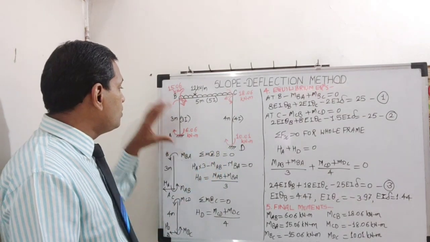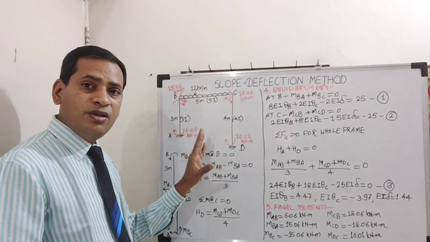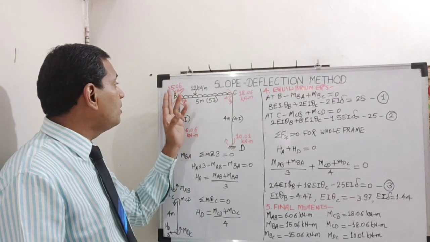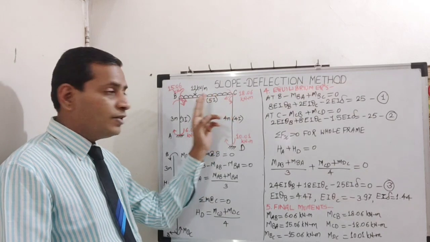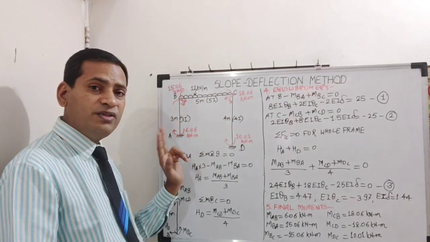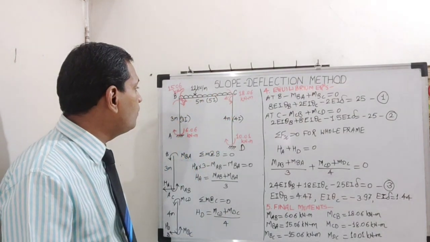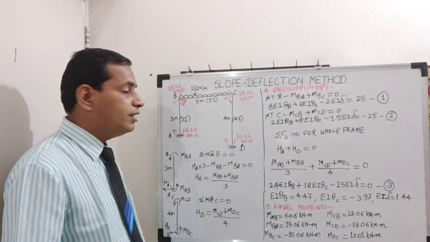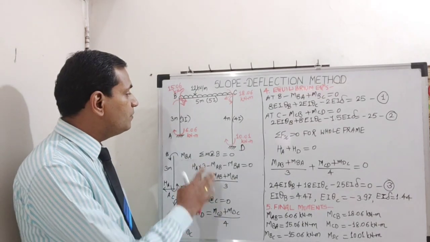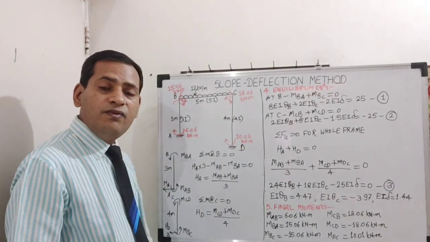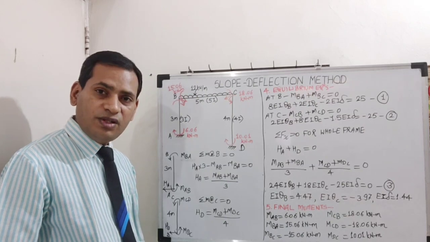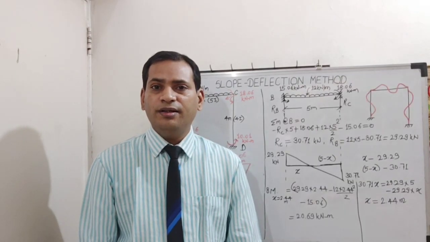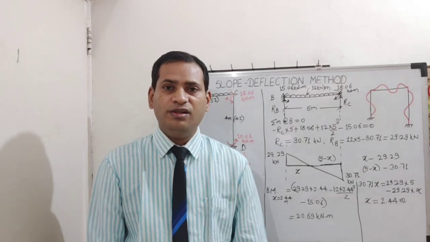Now since columns are not subjected to any external loading, so there will not be any points of zero shear force, but the beam is subjected to UDL. So we will have to first of all locate point of zero shear force. There the moment will be maximum. That moment we will find out, and then we will draw the deformed shape of the frame, and then finally we shall draw the BMD for the frame.